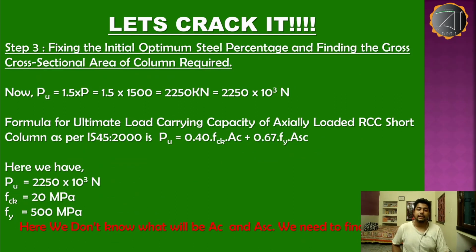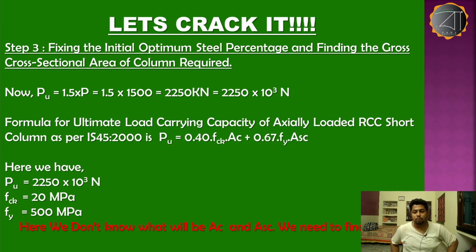Step 3, fixing the initial optimal steel percentage and finding the gross cross sectional area of the column required. First of all, PU, that is the ultimate load carrying capacity of the column. It is 1.5 times the service load. So it will be 1.5 multiplied by 1500 in this case, and it is coming to 2250 kilonewton. Or if we convert to Newton, we have to multiply it by 1000, because 1 kilonewton means 1000 Newton. So it comes to 2250 multiplied by 10 to the power 3 Newton.